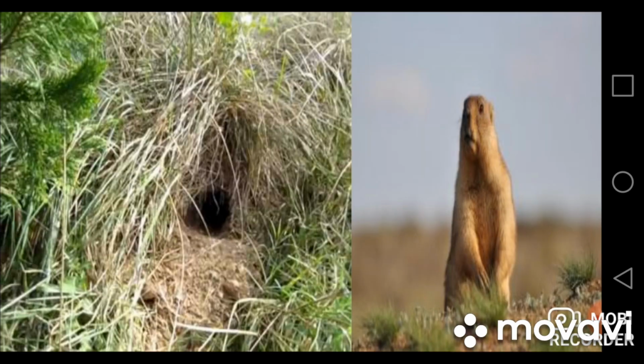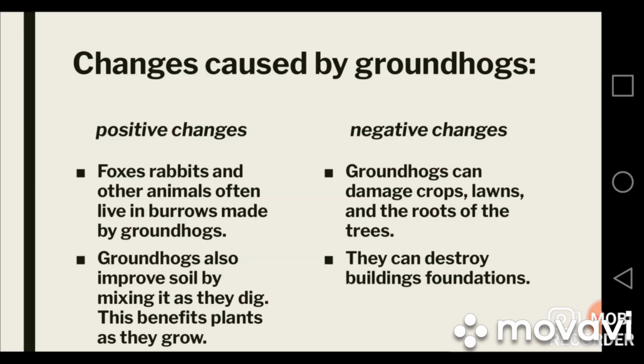Here in the picture on the left, you can see a burrow which is dug by the groundhog, and on the right side you can see the groundhog. The changes caused by the groundhogs can be positive and they can be negative. These changes are positive because foxes, rabbits and other animals can live in the burrows made by the groundhogs, and when they are digging the soil, they also mix the soil with nutrients and make the soil fertile. This type of soil is very beneficial for plants' growth, so the plants which grow in this soil will get more nutrients.